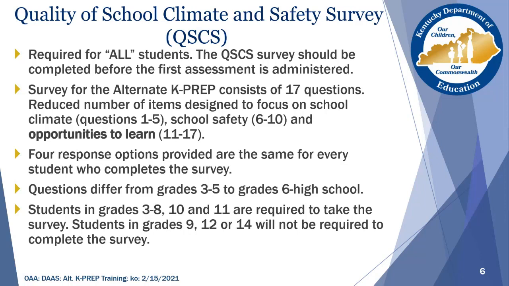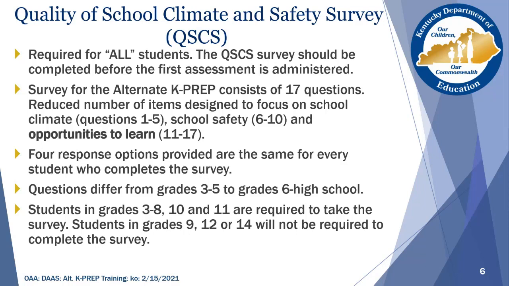When you go into the student registration database and enter this information, as well as accessing it during the testing window, you will see these items broken up: 1 through 5 will be questions around the school climate, 6 through 10 will be questions around school safety, and then questions 11 through 17 will focus on those opportunities to learn. It is critical that we see how students have endured the time in and out of school and the resources they've utilized. So these are very, very beneficial to our students.